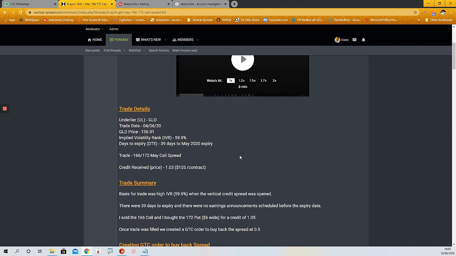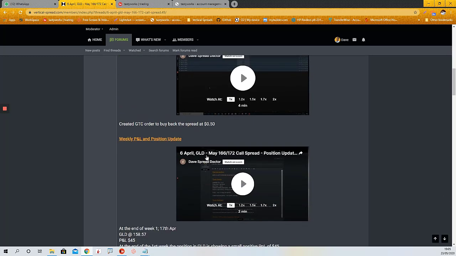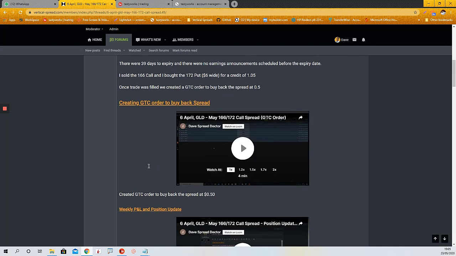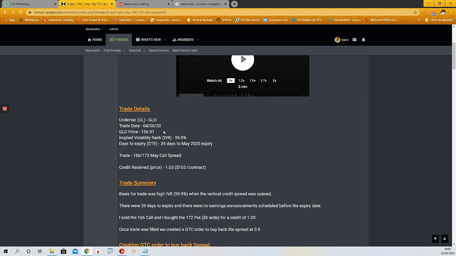However, look at what happened here. Remember, GLD was at 156.91. At the end of week one, GLD was higher, at 158.57, and yet I was showing a profit of 45. And that is theta decay for you. And I'll explain how that works.